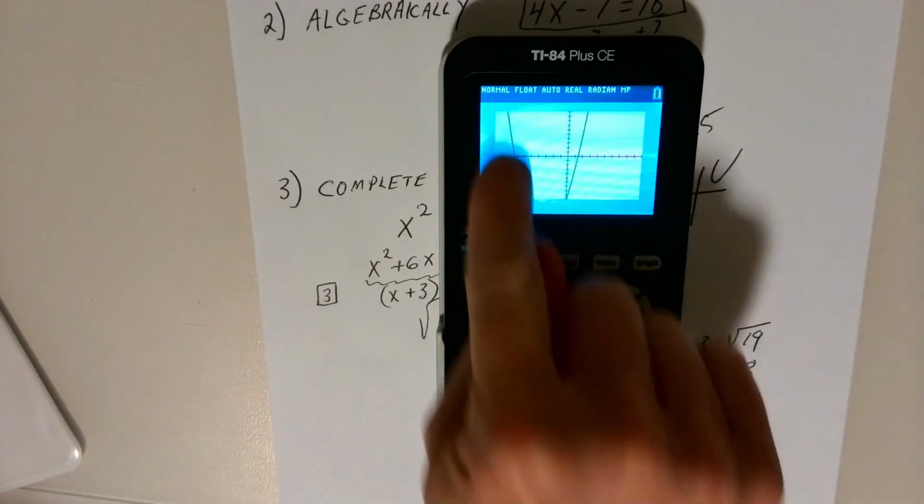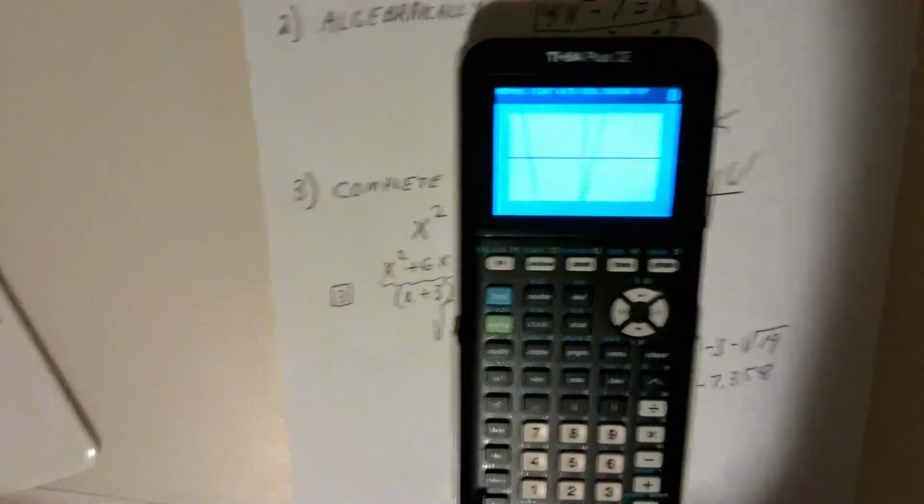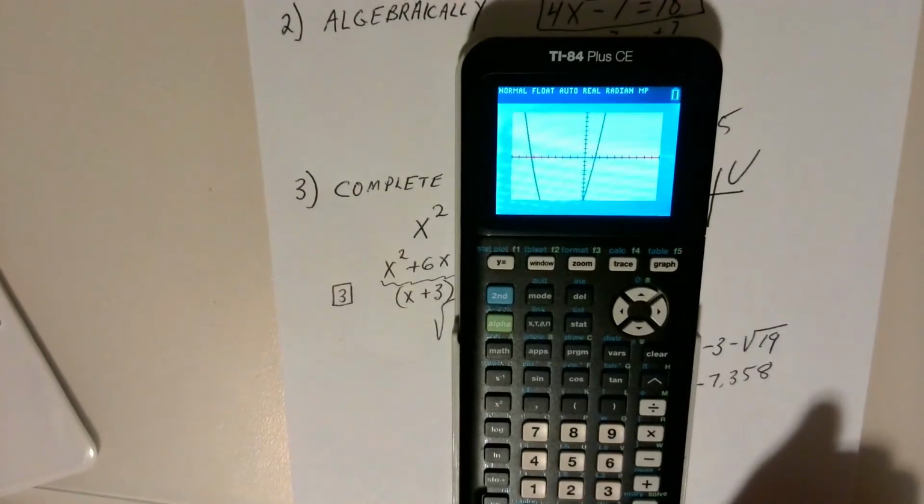So now I can hit graph, and you can see I got a blue, I got a red. Focus that in a little bit so you can see it. Actually, I'm going to blow it all the way up so it's big on the screen for you.